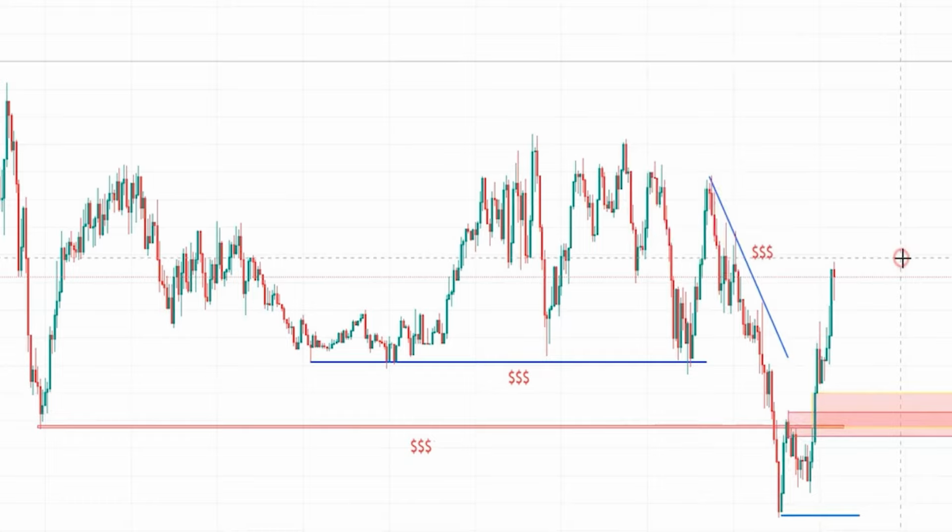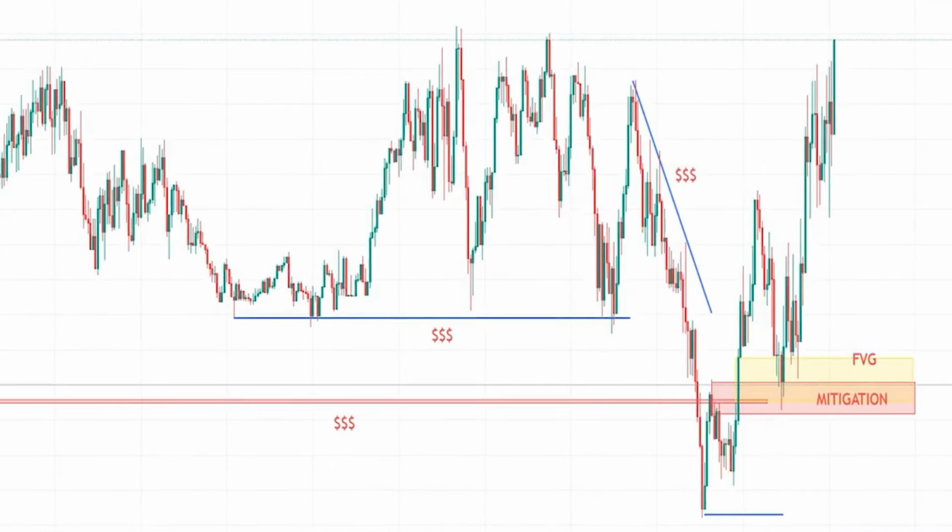We mark them and expect price to bounce from the mitigation block and likely fill the imbalance. Price moves upward as expected, clearing the trend liquidity.